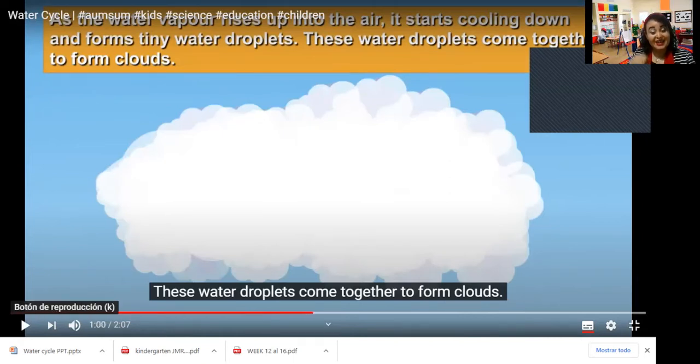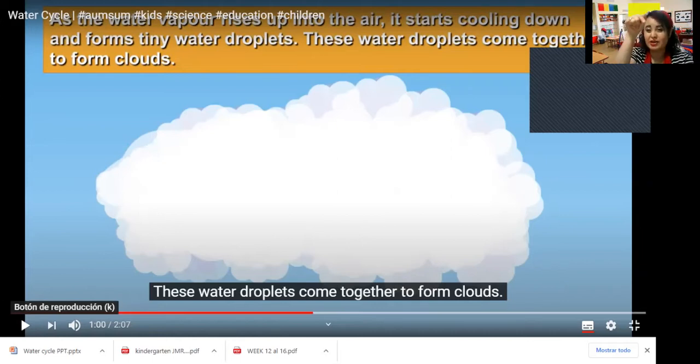Do you know that those little drops of water, esas gotitas, are going to go up and they are going to make the clouds, right? All those tiny drops of water that are going to go over there to the sky as water vapor are going to turn into clouds.